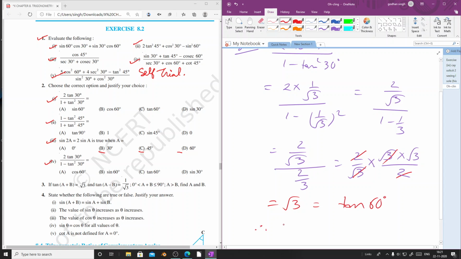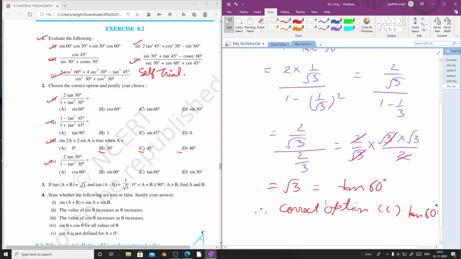Therefore, we can say that the correct option is C, that is tan 60 degree. Also sin 30 degree is half, so it cannot be that also. So the only answer for question number 2, fourth part, is C. Now exercise 8.2, question number 3. So we will be solving question number 3.